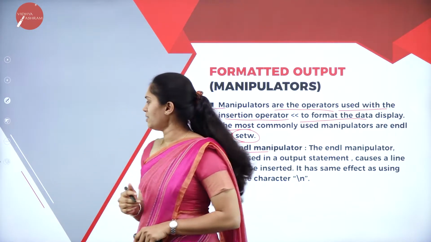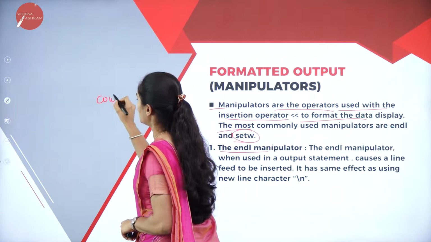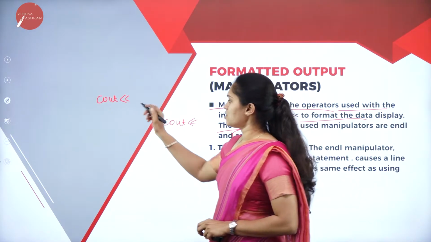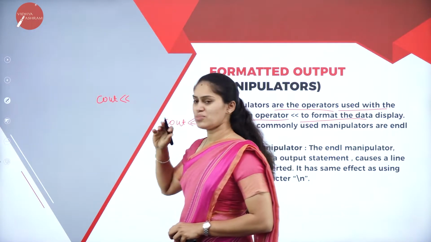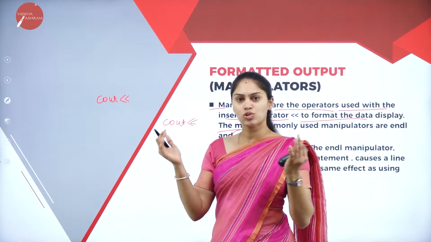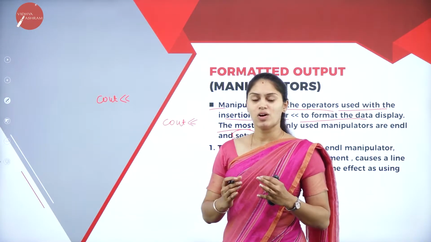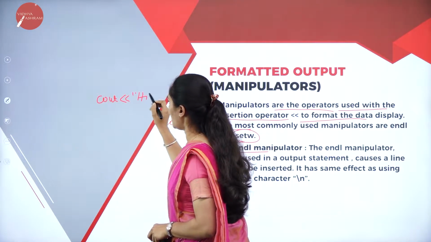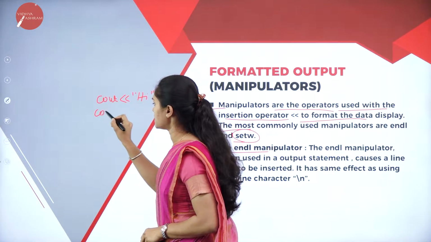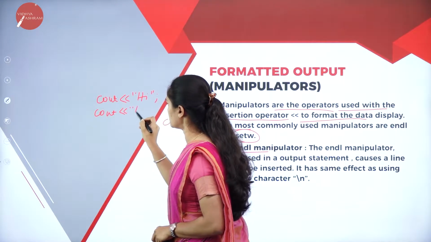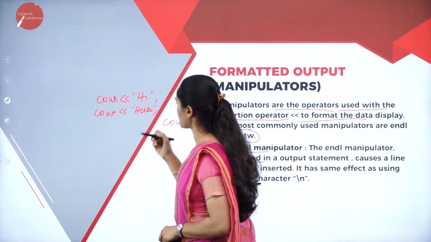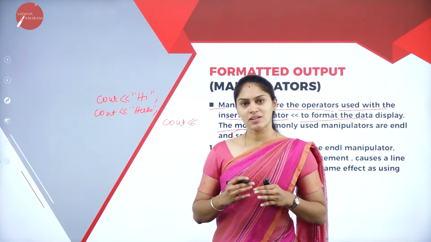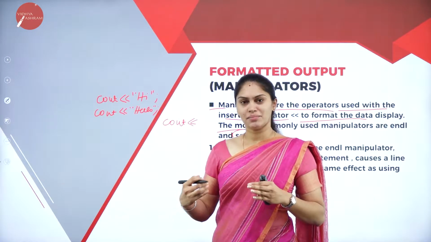Now let me tell you an example here. Cout. We know how to write data in cout, that is console output, right? Along with this insertion operator, I just want to take a group of characters. I can call that a string, and it must be enclosed between double quotes: "hi". And cout "hello". So these are the two statements I have in my program. In the first cout statement I have hi, and in the second cout statement I have hello.